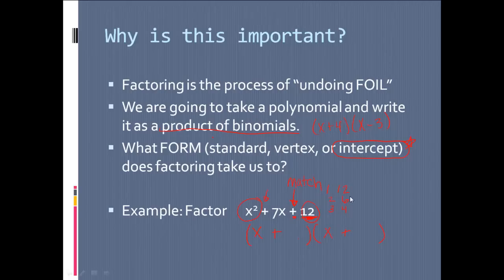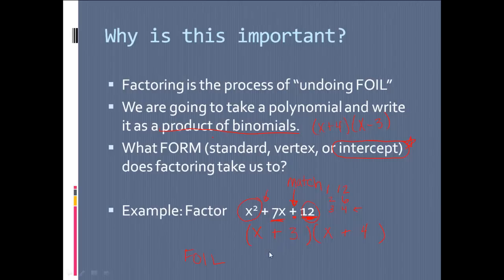Now, before I just go picking one, I want to think, which ones will get me to a 7 when I add them? Because my last term is the product, my middle term is the sum. Well, as I look through my list, 3 and 4 will give me a sum of 7, so I'm going to try those first. Once you're at this point, you can't just assume you're right. You actually have to FOIL it out to check it.